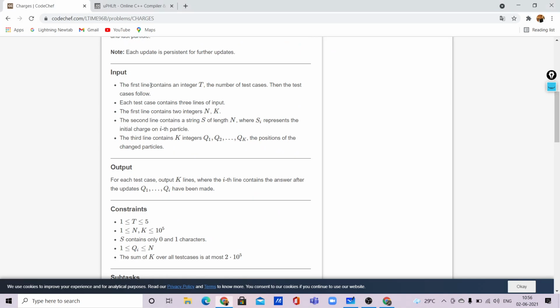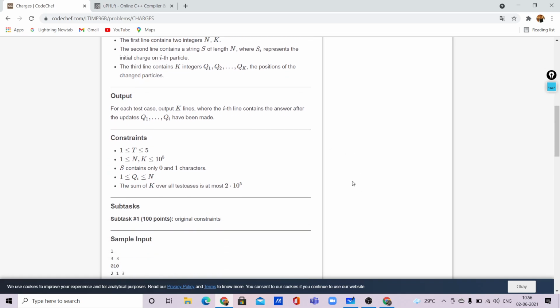Here he is saying that the first line is the integer t, the number of test cases, and each test case is separated by 3 lines. The first line of the test case gives n and k. N is the string length given, and k is the number of times we have to change the string. Next, the second line contains string s of length n, and si represents the initial charge on the ith particle. The third line contains q, where we have to update their positions, that is, complementing their values.